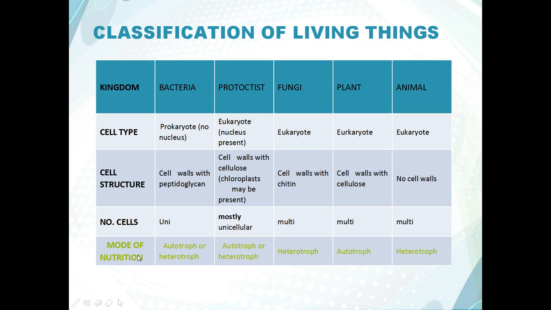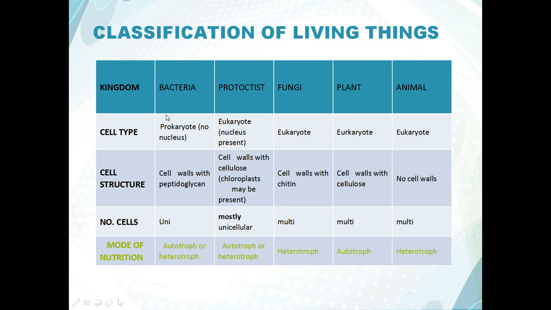And the last feature of the kingdom here is the mode of nutrition. Now, I've put this in green because I don't think it's very important. I guess it will help to know, but it's not really that essential. Anyways, the mode of nutrition for an organism can either be an autotroph or a heterotroph. An autotroph means this organism has the capability to make food for itself. In other words, they can photosynthesize. Heterotroph means they gain nutrients by essentially eating other organisms.